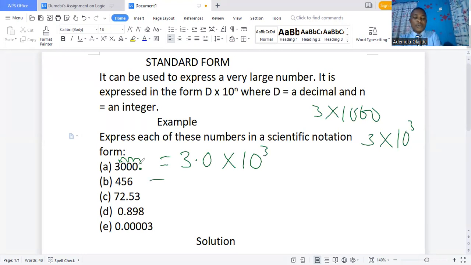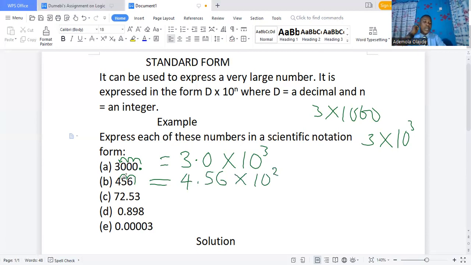Then the second one, you have the decimal, this is 456.0. You need to move the decimal to behind the first non-zero digit, so it will be 4.56, that's the decimal part. You now say times 10 to the power of 2, because we have to jump over 2 digits before we get to behind 4, so the power is 2.